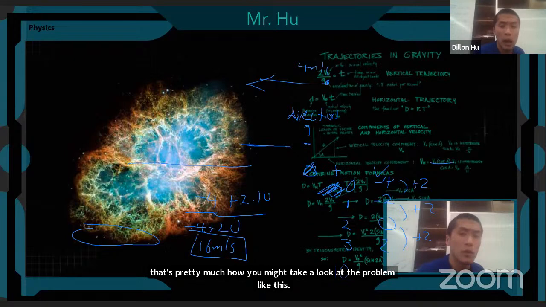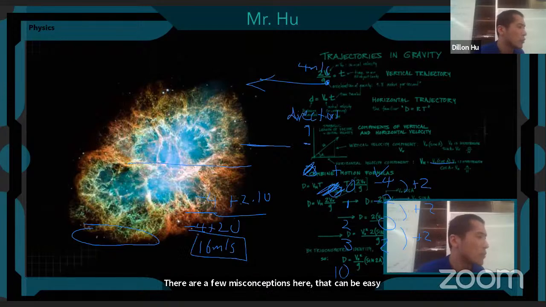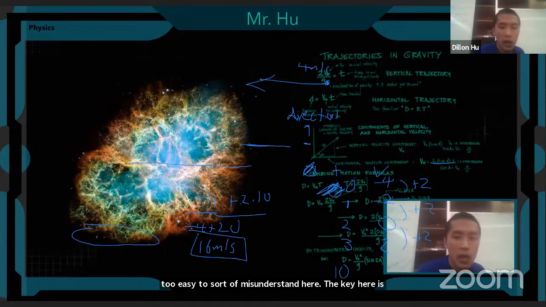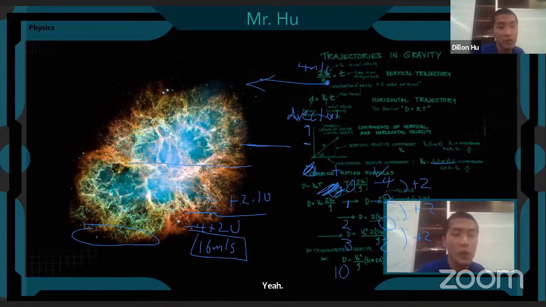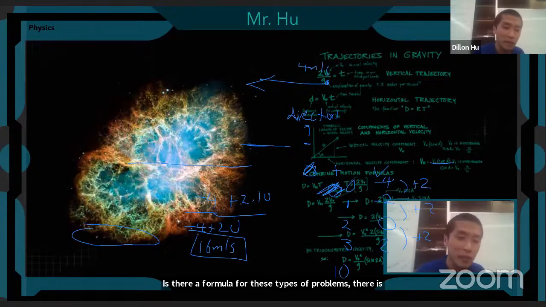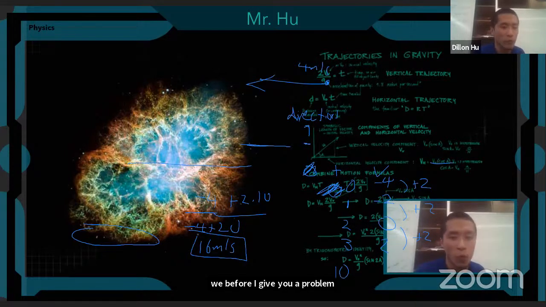There are a few misconceptions here that can be easy to misunderstand. The key here is we want to realize that our acceleration tells us how much our velocity changes every second. Is there a formula for these types of problems? There is, and we will figure that out today. But for now, I want you to do these conceptually. I want you to think about it conceptually first before I give you a formula for this. So that is for the warm-up problem.